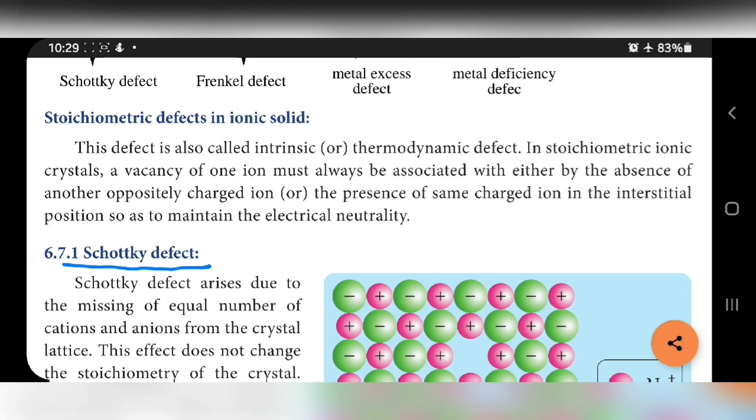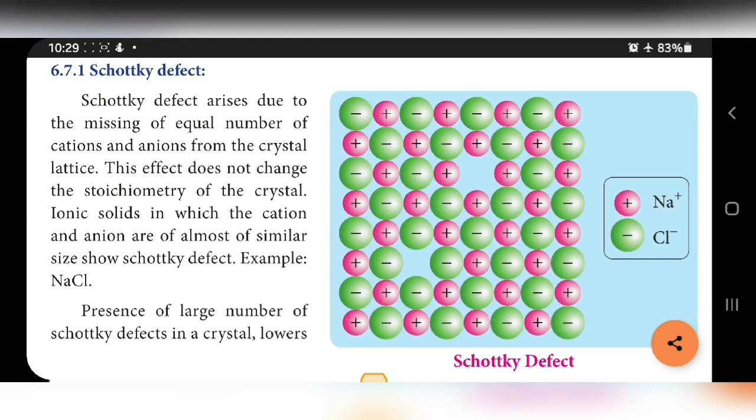So next one, Schottky defect. Schottky defect arises due to missing of ions, that's all. See this picture. Negative ion, positive ion, negative ion, positive ion are alternately arranged. In this picture, in this place a negative ion is missing and in this place a positive ion is missing.